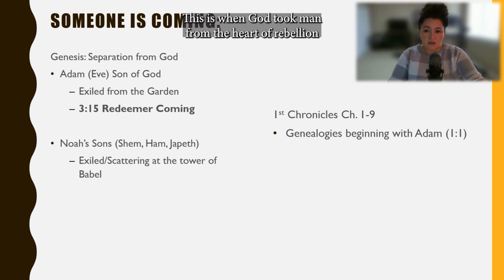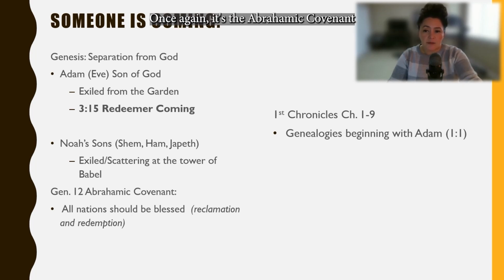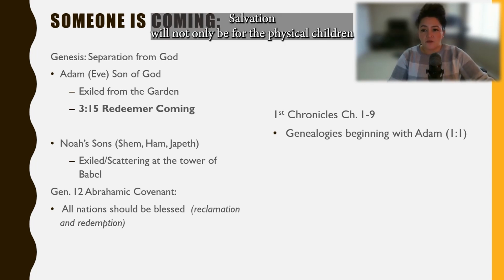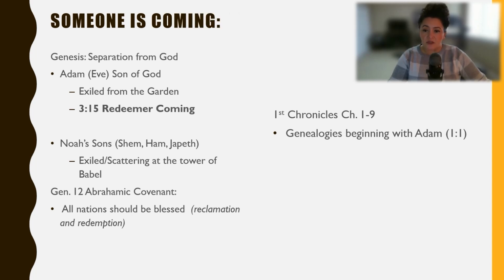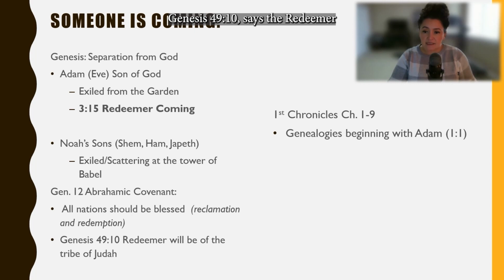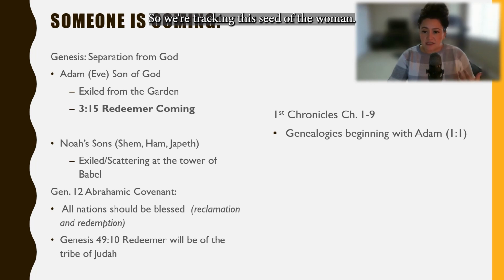This is when God took man from the heart of rebellion and made a new nation, a new people to reclaim and redeem mankind once again. It's the Abrahamic covenant. It occurs in Genesis 12. Salvation will not only be for the physical children of Abraham, but for anyone who would believe. Genesis 49:10 says the Redeemer will come from the line of Judah. It's the reclamation and redemption of mankind, of all nations. So we're tracking this seed of the woman.